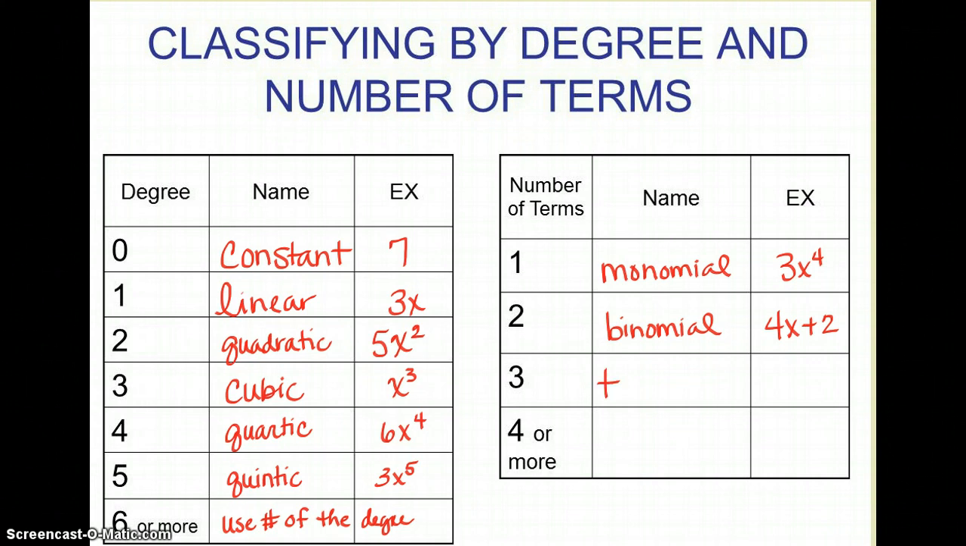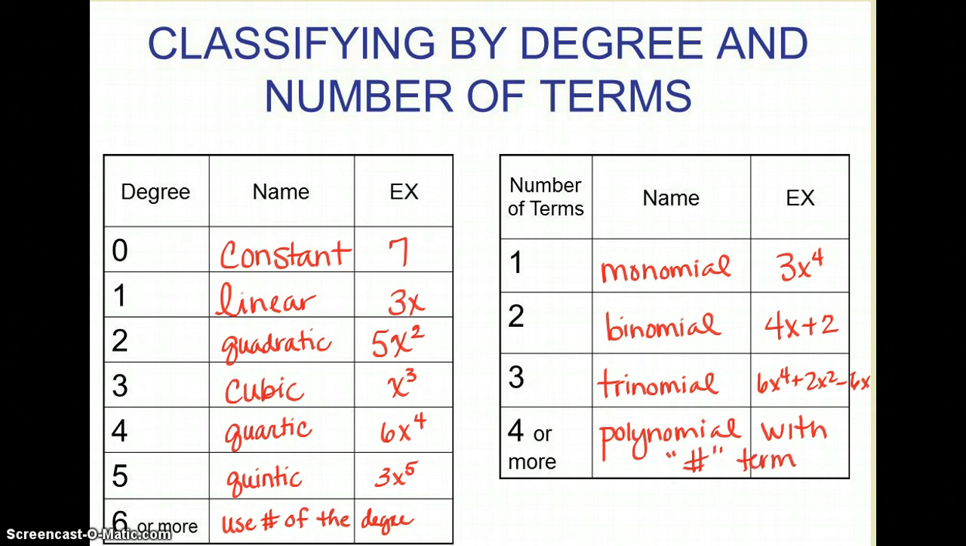And then we also use this terminology in chapter 5 as well. This is a trinomial, right? You got three of them. So that might look like something like 6x to the fourth plus 2x squared minus 6x. Okay, so you got three terms. And anything that's four or more, you're going to say a polynomial. So you're just going to use that generic polynomial with, and then you're going to say the number of terms. So if it had 5 terms, you'd say it's a polynomial with 5 terms, or if it had 4 terms, a polynomial with 4 terms.